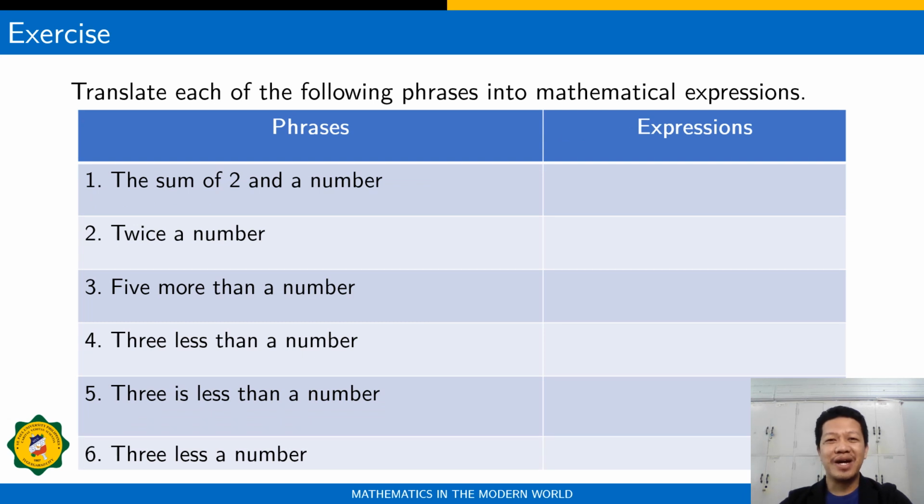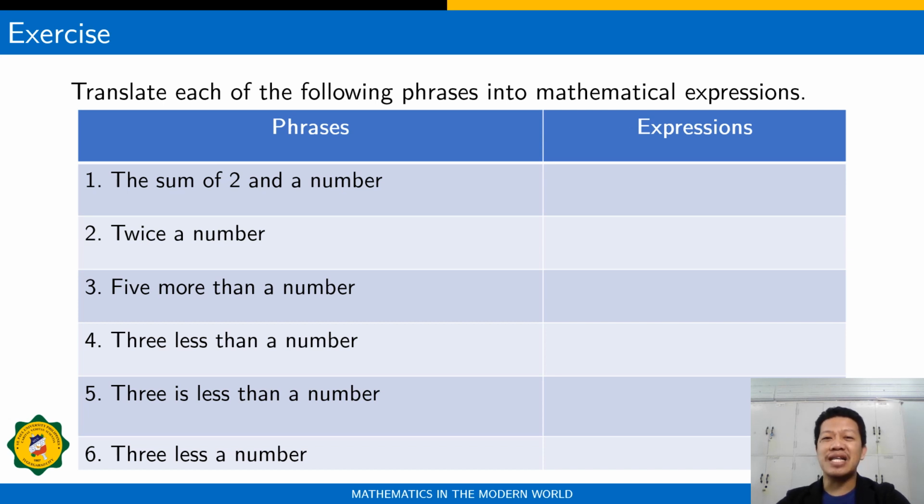Let us also try to translate English phrases into mathematical expressions. You may use any variable to represent the unknown number. You may use x, you can use a, or any other letter in the English alphabet. So I'll give you maybe 1 or 2 minutes to answer this. You may pause this video and try to answer. You may now check your work.